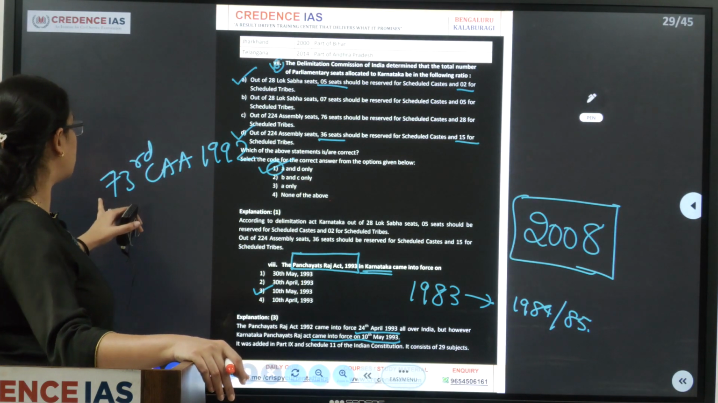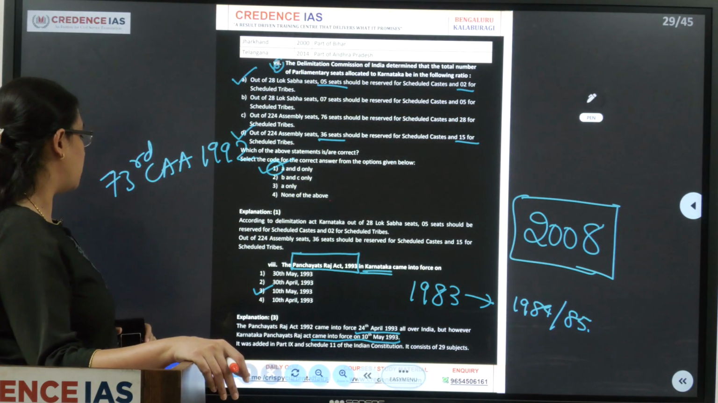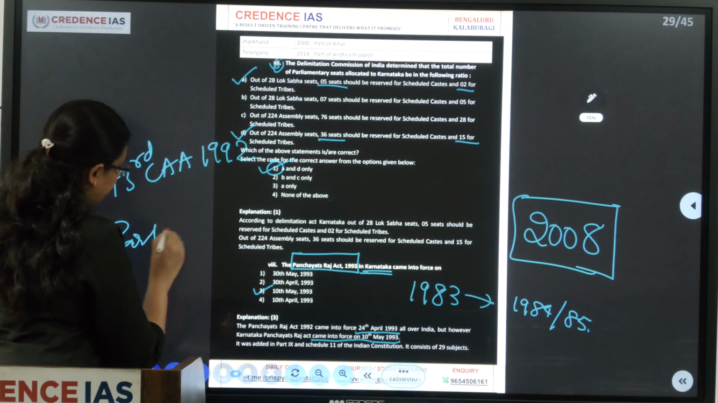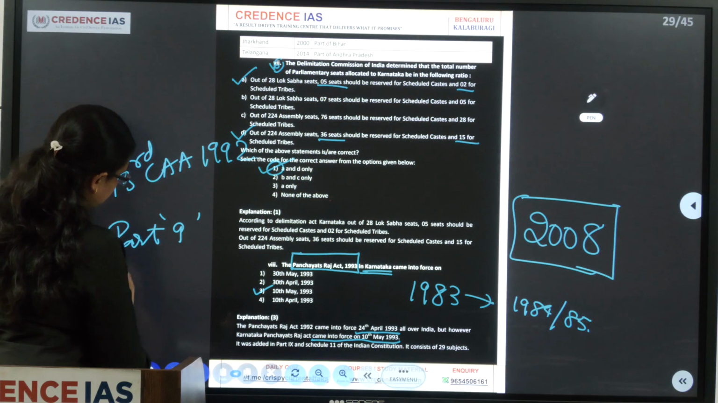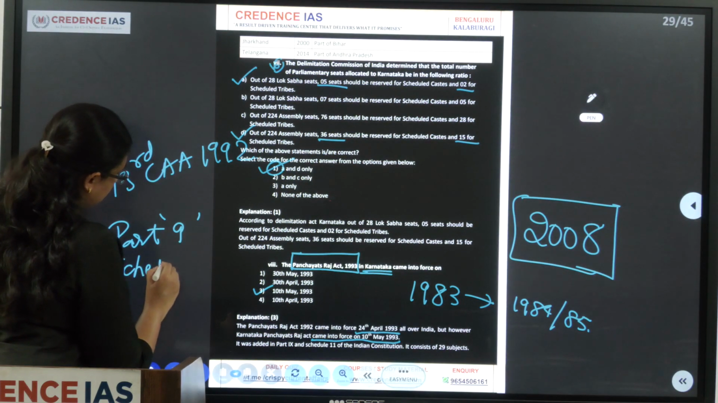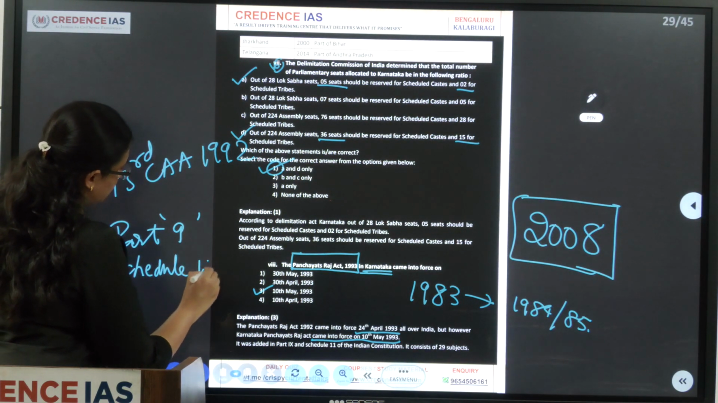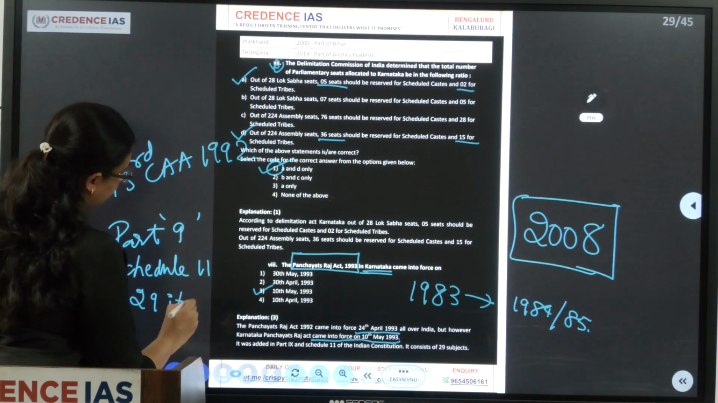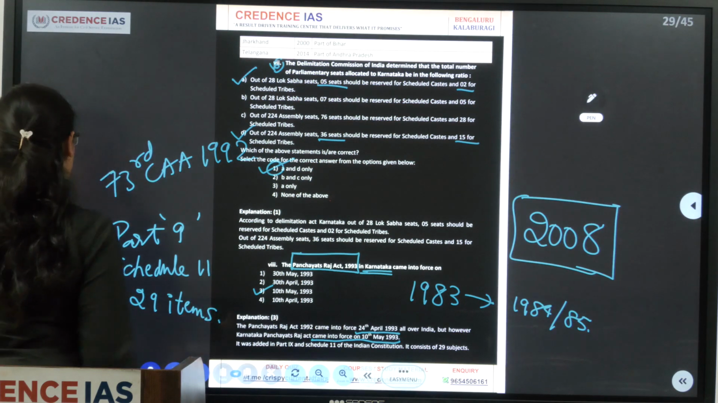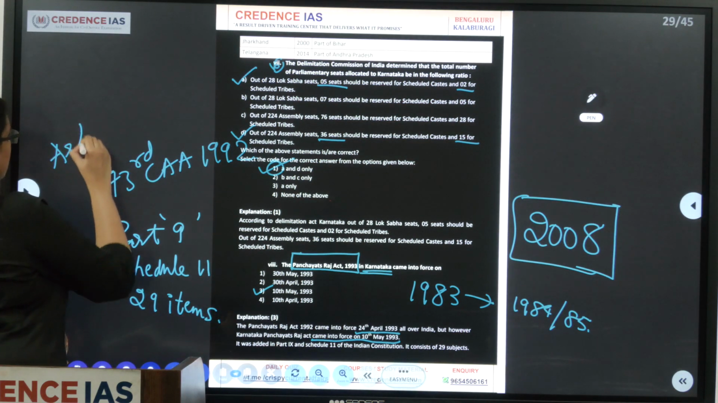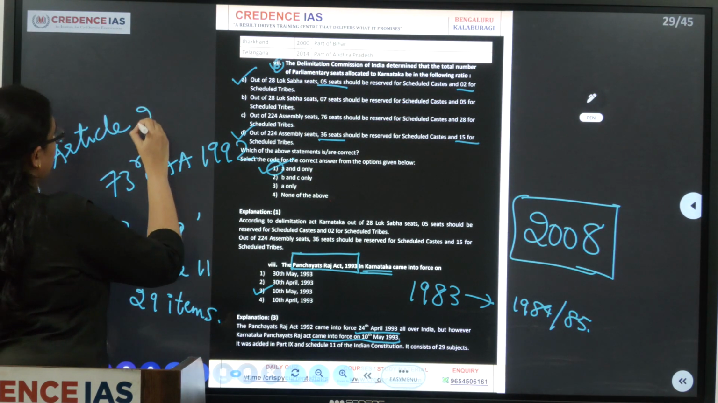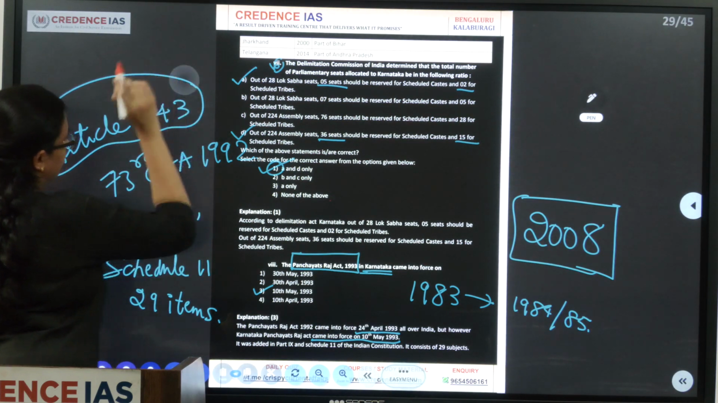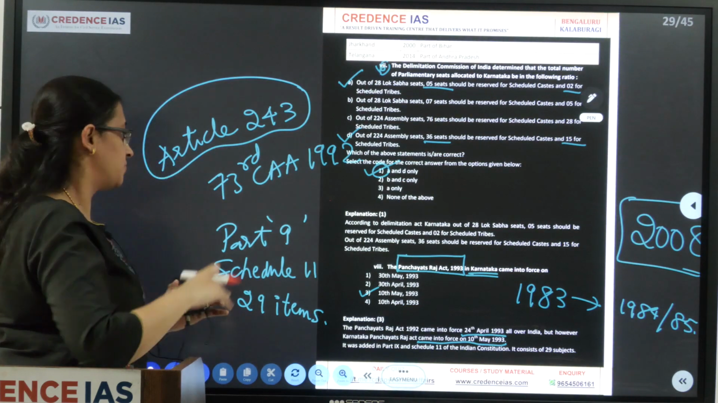Because of the 73rd Constitutional Amendment Act of 1992, Part 9 was added to the Constitution and Schedule 11 was added, which has 29 items to deal with. Article 243 deals with Panchayat Raj.